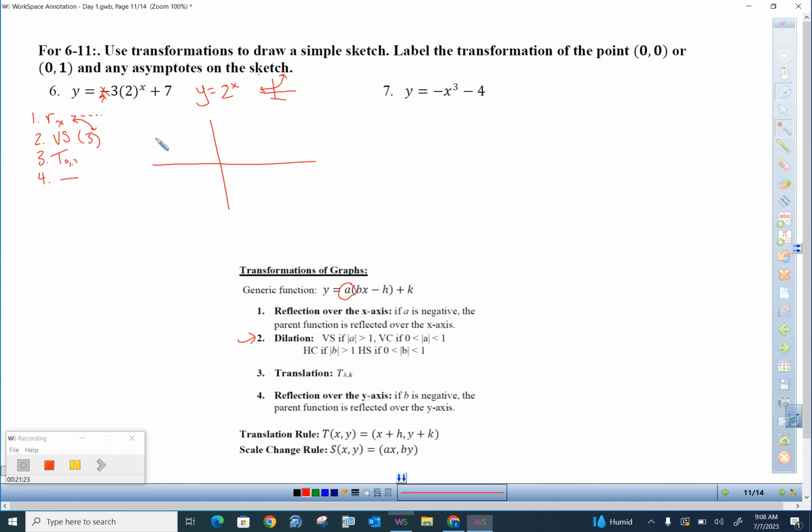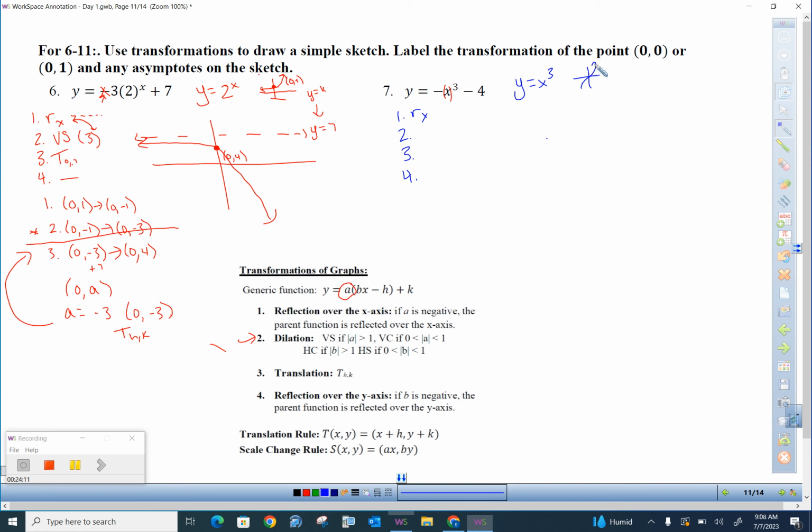For this one, we don't see parentheses for grouping symbols, so we're just going to tuck them around the x. And then from there, same thing that we did on the last one. We're going to write out our steps, 1, 2, 3, 4, and look for each of these pieces. We have a reflection over the x-axis again, with our parent function being y equals x cubed. Normally, that goes up from left to right. So a reflection means it's going to go down from left to right.